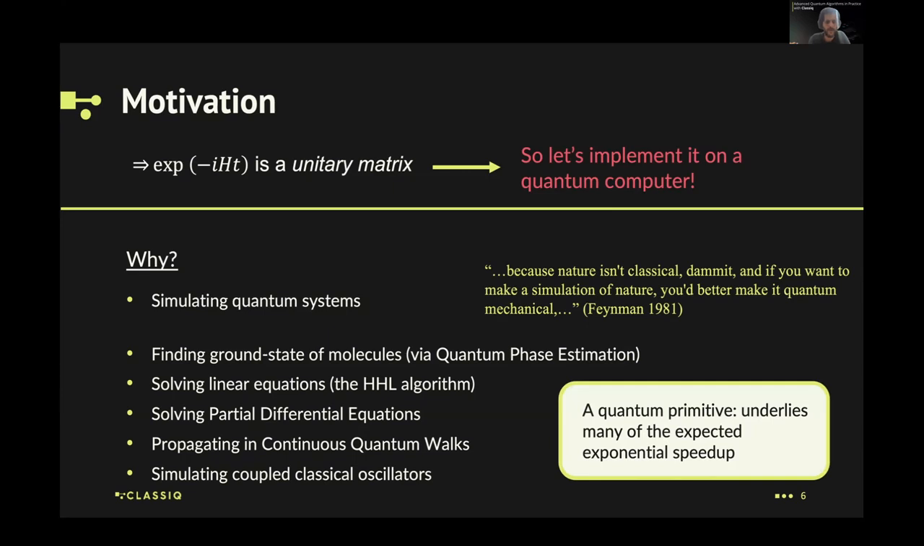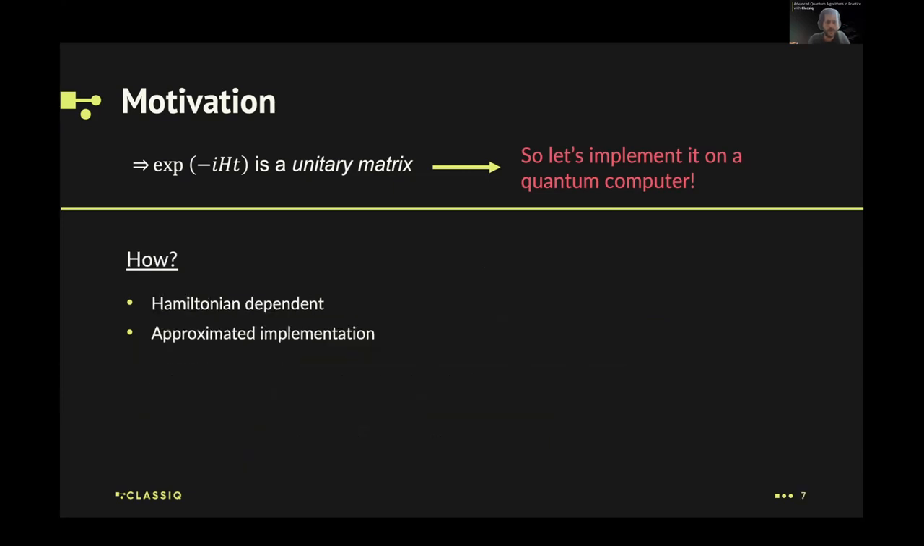Okay, so this was for the motivation. Now, how are we going to do this? This is not that easy. I mean, it's not completely straightforward. First of all, the problem is really Hamiltonian dependent. I mean, you need to look at your Hamiltonian and understand how you want to implement its evolution. And usually the implementation is an approximated one.